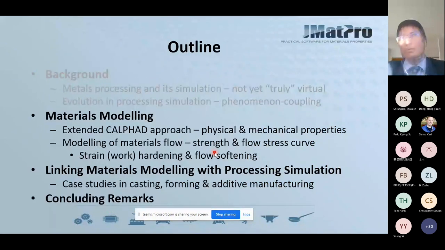So how to do this materials modeling? There are lots of ways to carry out materials modeling. And the approach that we use is called the extended CALPHAD approach. CALPHAD stands for calculation of phase diagrams.